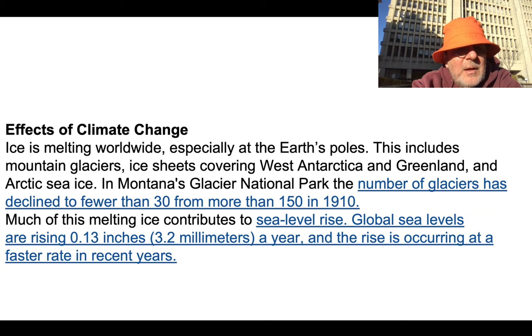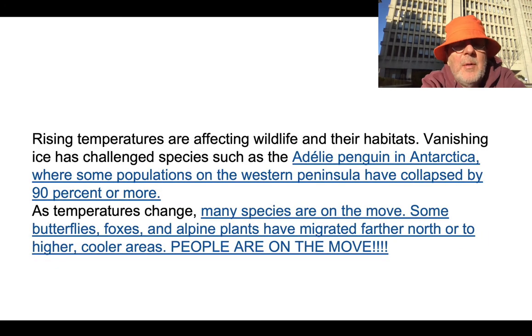Global sea levels are rising about 3.2 millimeters, a little more than a tenth of an inch, and the rise is occurring at a faster rate in recent years. Rising temperatures are affecting wildlife and their habitats. Vanishing ice has challenged species such as the Adelie penguin in Antarctica, where some populations on the western peninsula have collapsed by 90% or more. As temperatures change, many species are on the move. Some butterflies, foxes, alpine plants have migrated farther north or to higher, cooler areas.